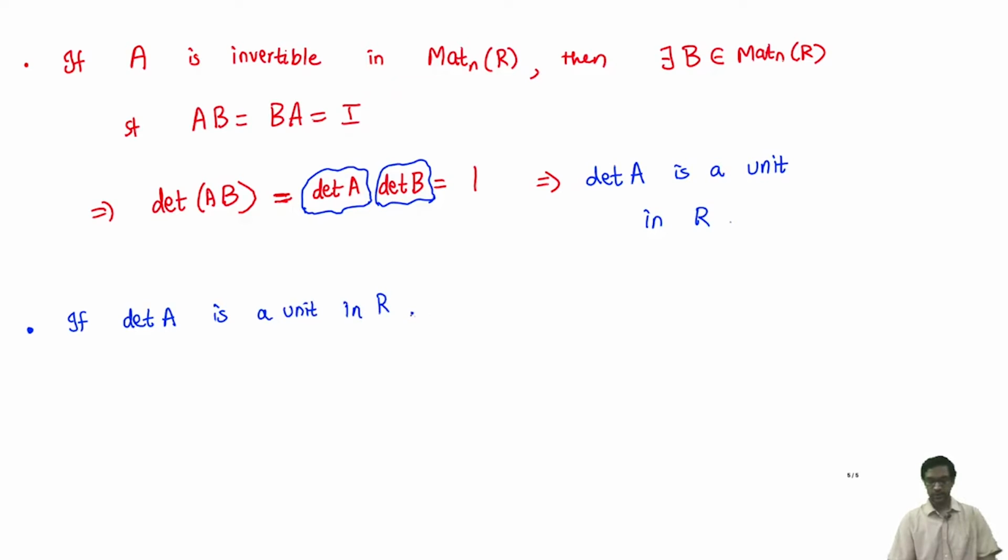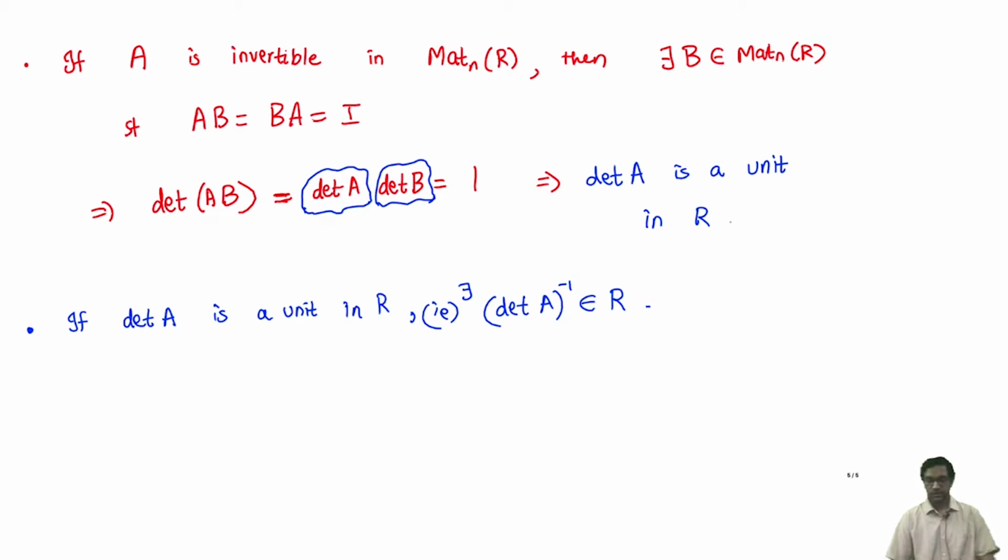Okay, so what does that mean? In other words, I can talk about an element called det A inverse in R. There exists an element which is the multiplicative inverse of the determinant. Now, given this, I need to produce an inverse matrix for A.